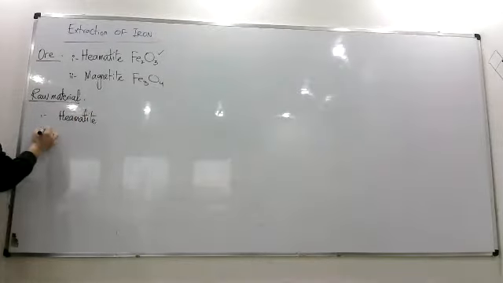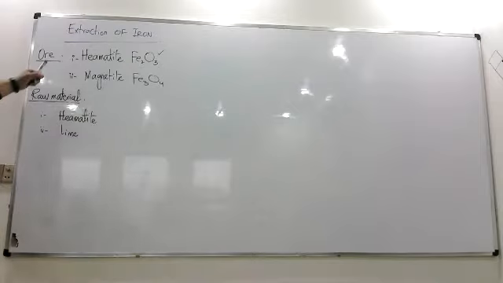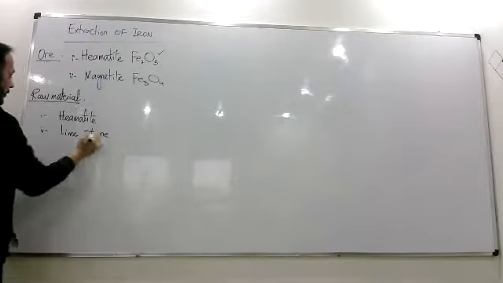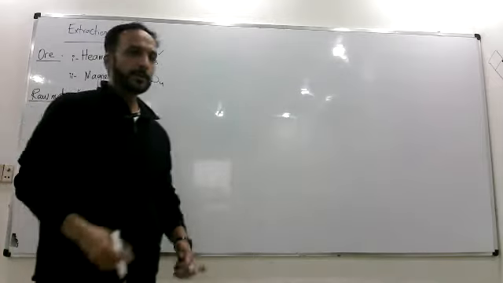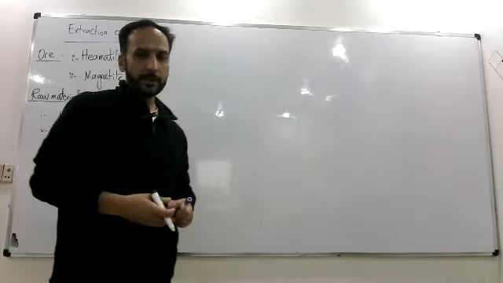Beside that we need limestone. Not iron ore, here you have to write hematite only. Iron ore is these two. Limestone. We need carbon or coke and air. We don't put sulfur in this stage. Sulfur is used later.